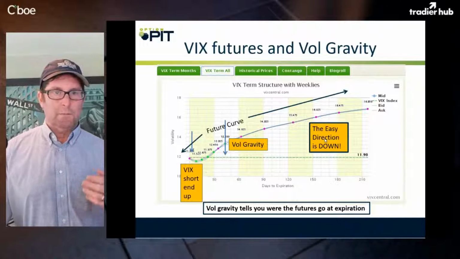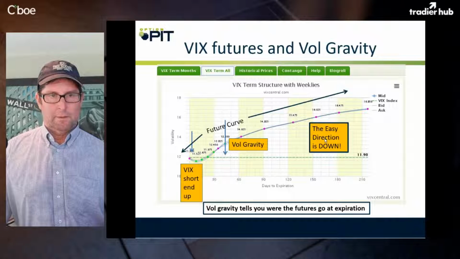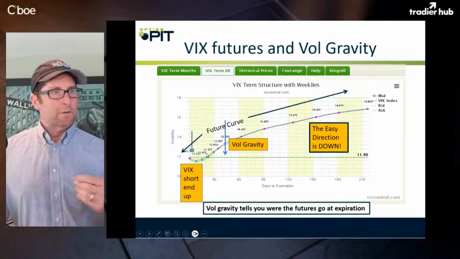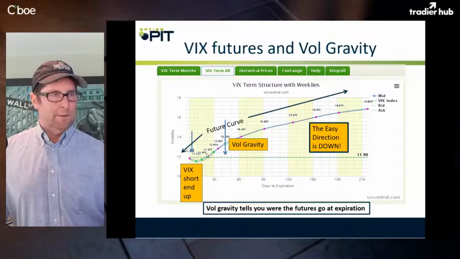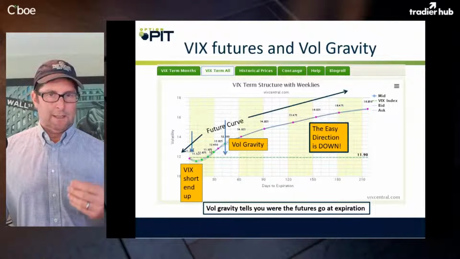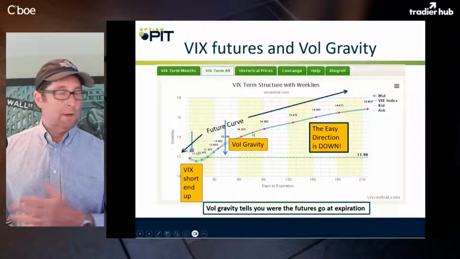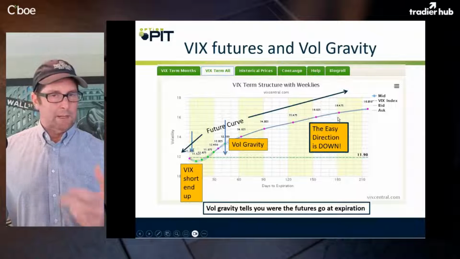Okay, always moving to the cash. So the easy direction in this case is down. Again, you're looking at the cash here is 1190. All these futures are in the 14, 13, whatever, all the way up. The easy direction will always be down.